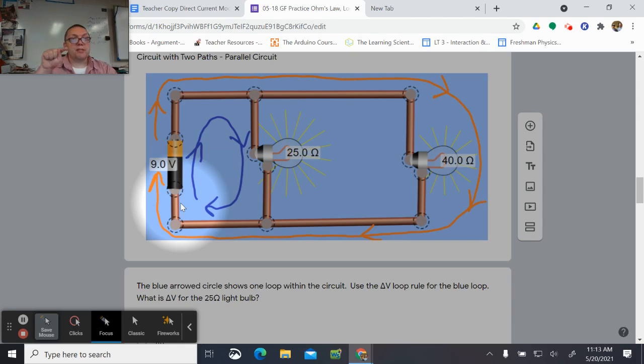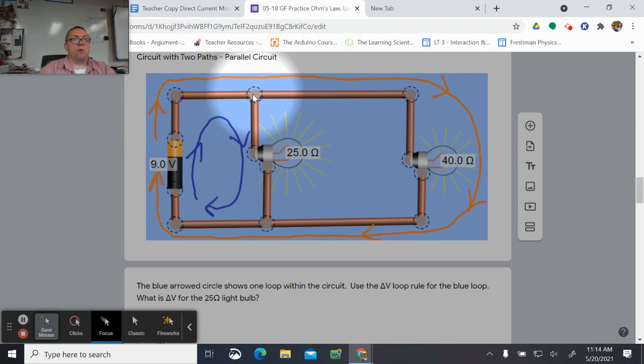I'm not looking at that same charge, I'm now looking at a different charge, taking a different trip, a different path. That charge here is at 0 volts, and as it goes through the battery, that charge gains 9 volts. All charges here are at 9 volts.